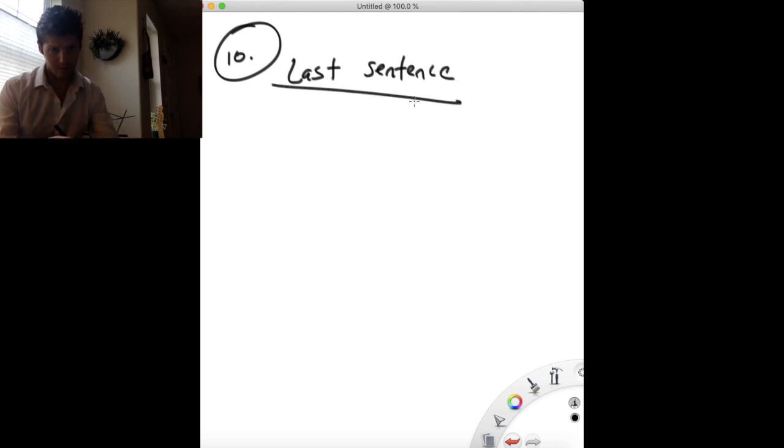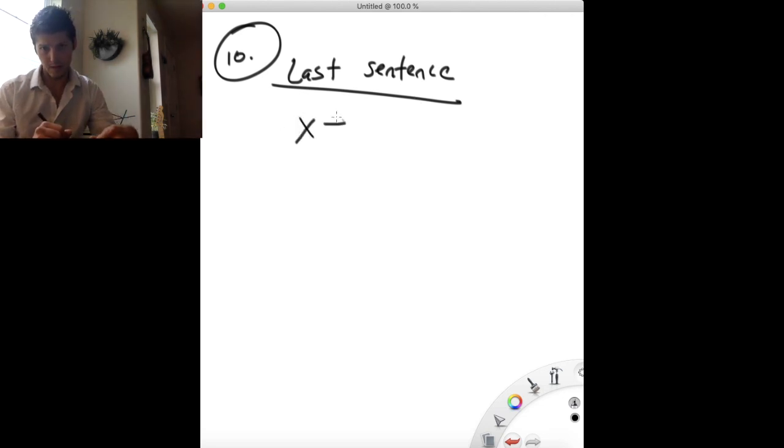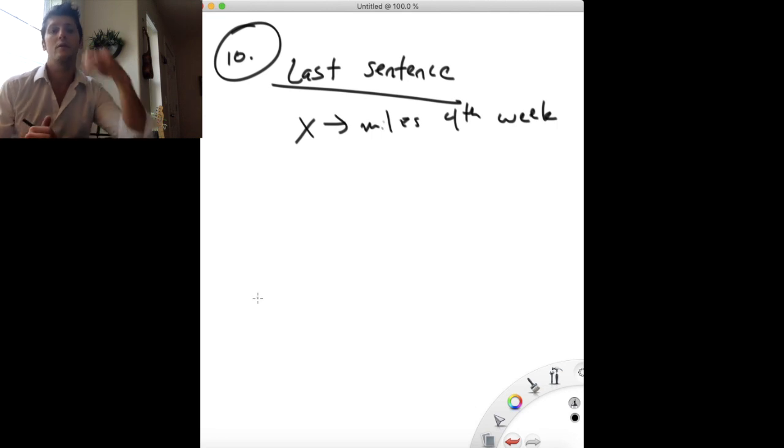We want to know the number of miles X he could bicycle on the 4th week to meet his goal. So I know what X is. X is miles the 4th week. Just write something down like that, miles in 4th week. You underline it on the test or something, whatever you want to do.